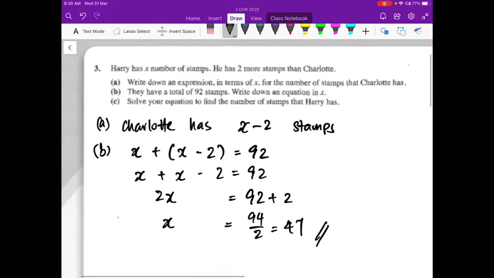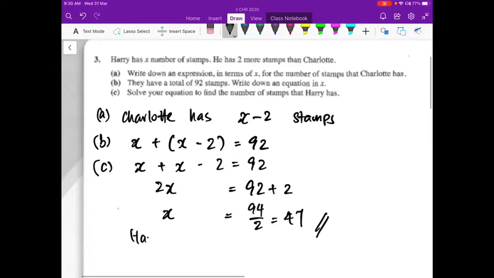Okay, so this is part C. What is Harry's? Yeah, Harry has 47 stems.